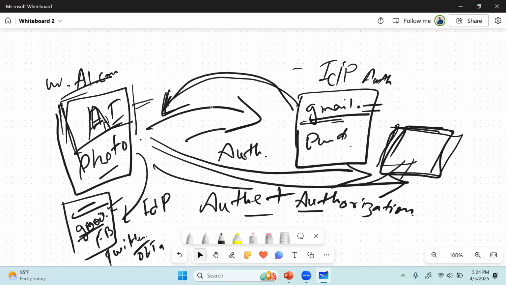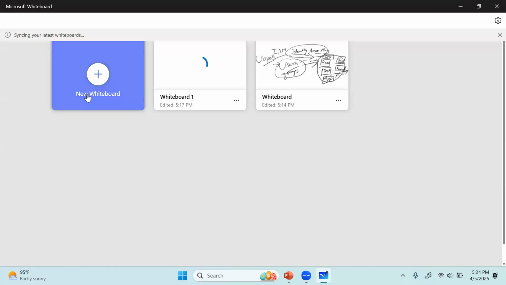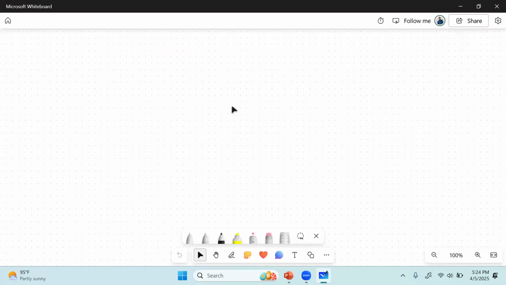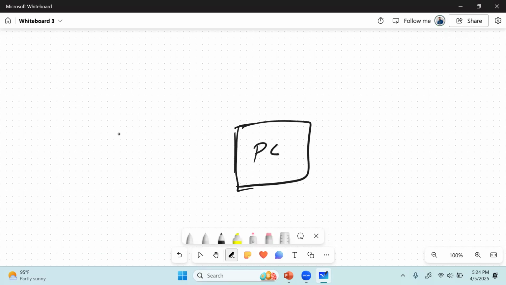I'll give you one more example. Let's say you log into a machine. Let me open one more whiteboard. Let's say you have a computer in your environment, like your organization's internal network. This machine is connected to your local AD. It's a domain-joined machine.